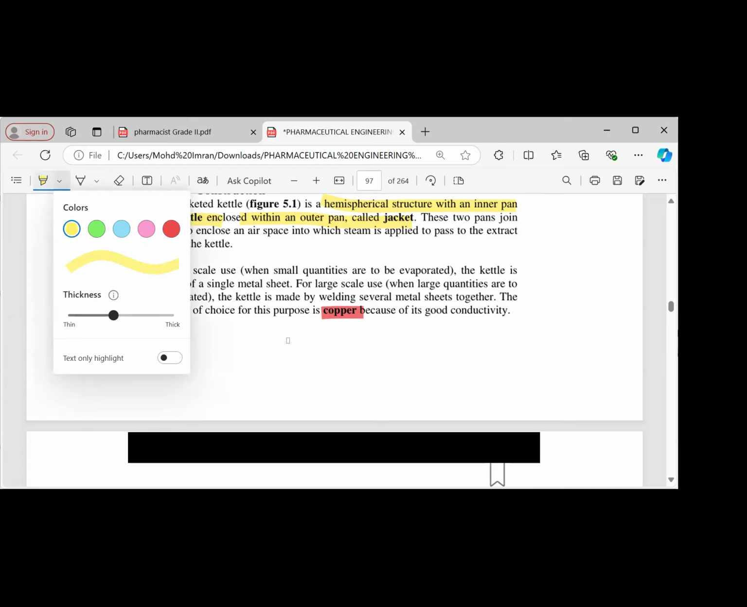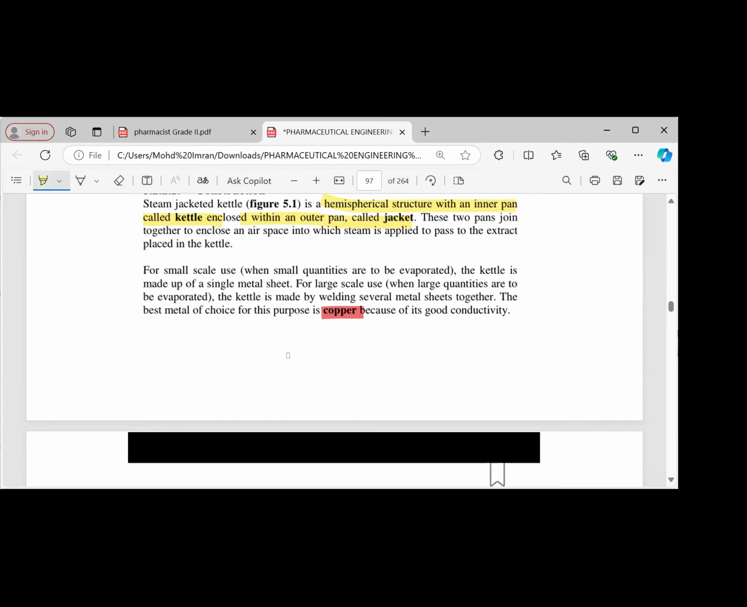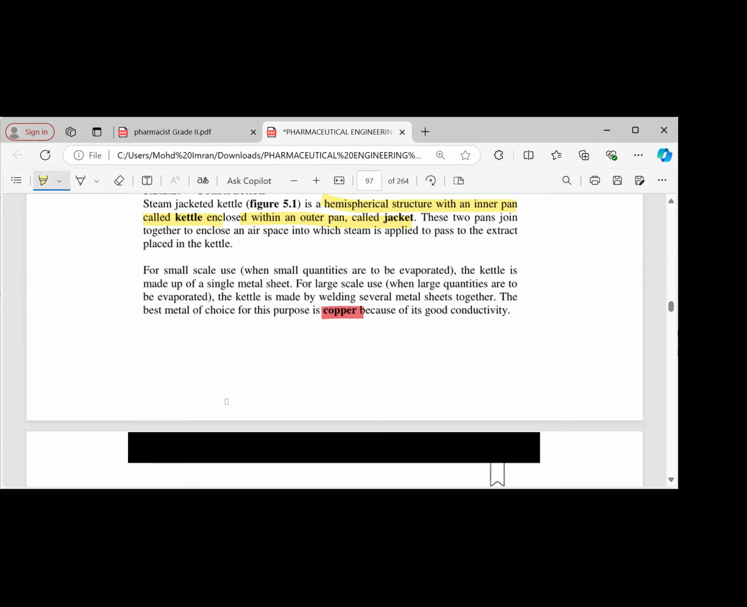Here, dimensions are given for the kettle because the kettle size varies. So the only thing to focus on here is that it is double layered. The inside layer is called the kettle, the outside layer is called the jacket, and the second thing is that it is made up of copper.